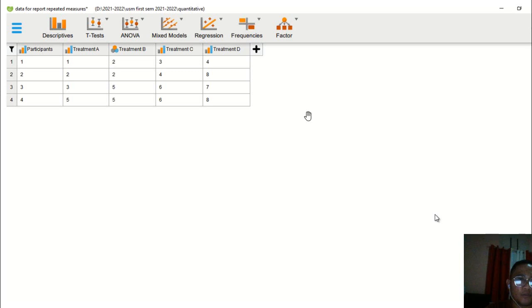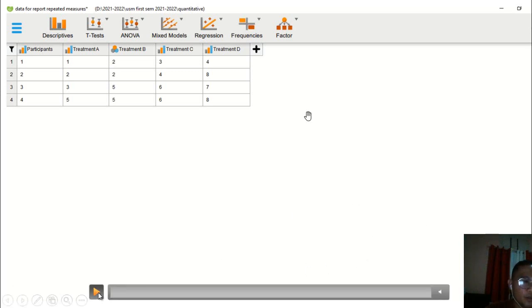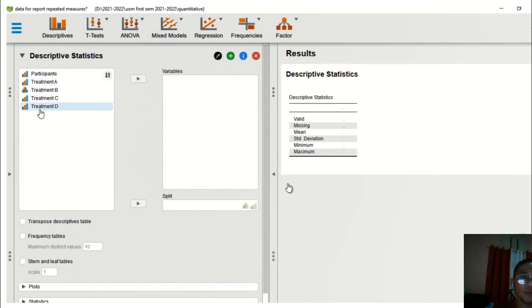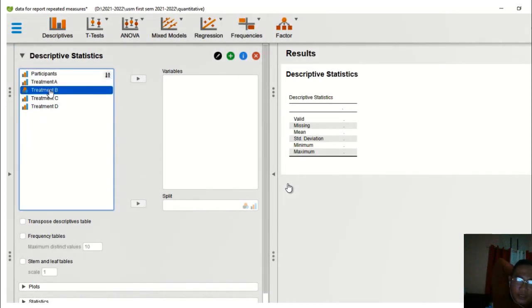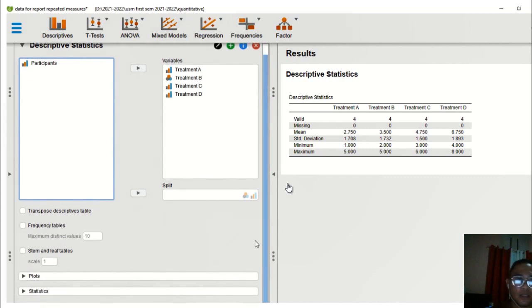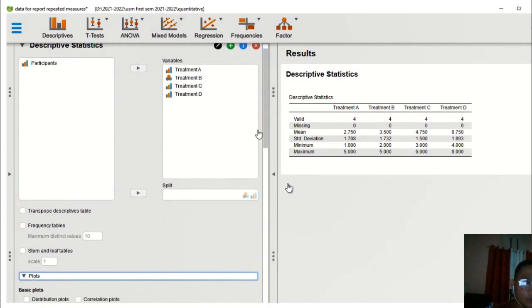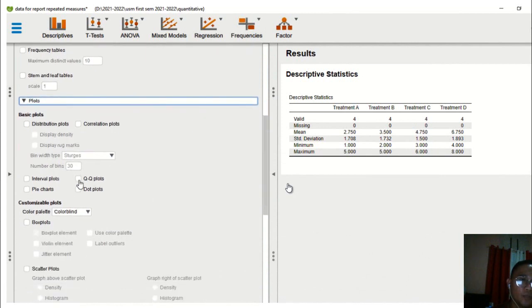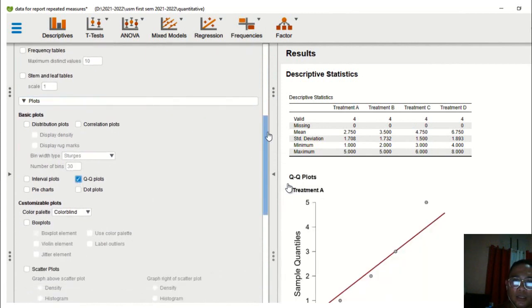So for example, we have this data. I have here the data of treatment A, treatment B, and treatment C. I have to go to the descriptives. I'm using JASP, the Jeffrey's Amazing Statistical Program. So we have here the descriptive statistics. Then you have to look at the plots. We'll use the QQ plots. Then titingnan natin what happened.